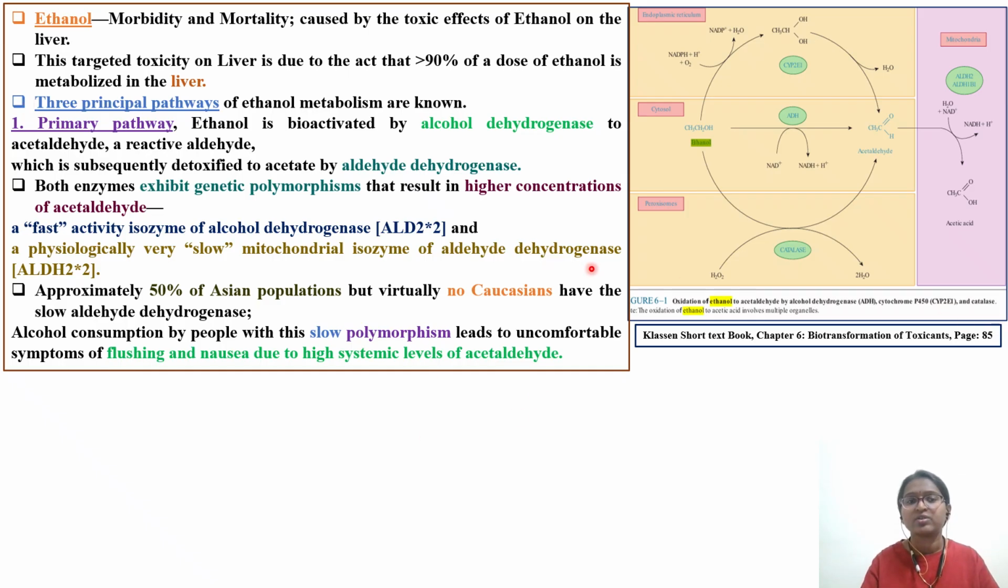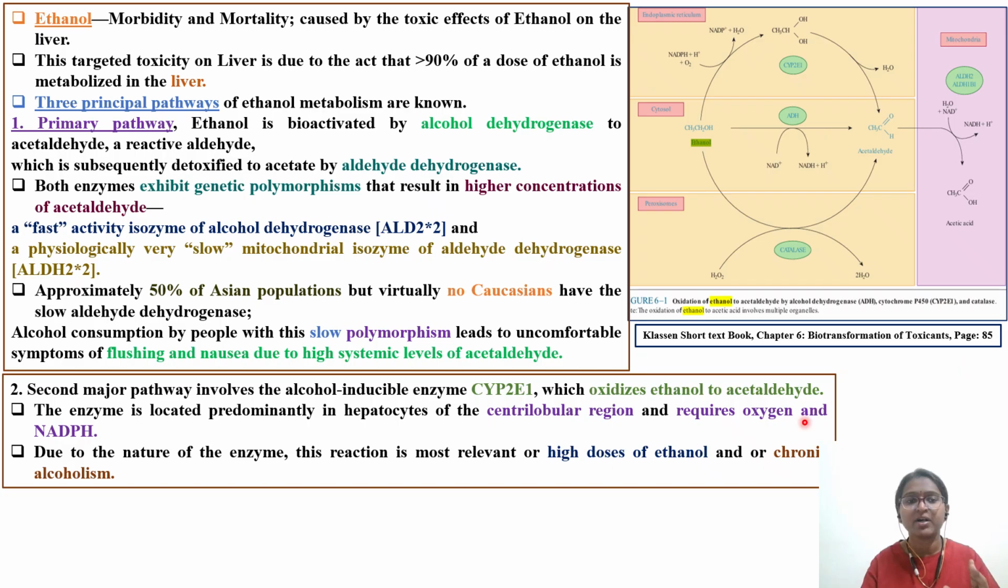So that was our primary pathway. Now we'll see what is the secondary pathway. The secondary pathway involves an alcohol-induced enzyme, that is CYP2E1. So there is a CYP family, CYP3A4, CYP450, like that. Alcohol is metabolized by this particular enzyme CYP2E1, which oxidizes alcohol to acetaldehyde. The enzyme is located predominantly in the liver cells.